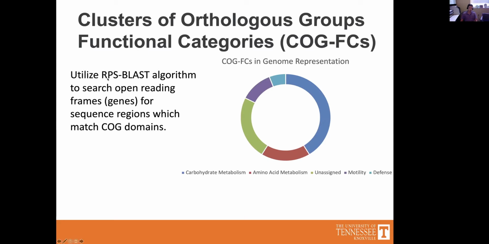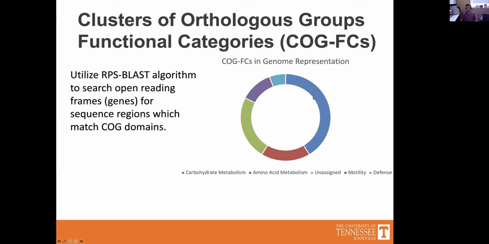We utilize the reverse position specific BLAST algorithm. And all this does is, we have a model sequence for a protein annotation, and we compare it to a gene, and there's some confidence interval. If the confidence interval is good enough, then we can assign the annotation associated with that model to the gene. And then we know how that maps to these broad metabolic categories.